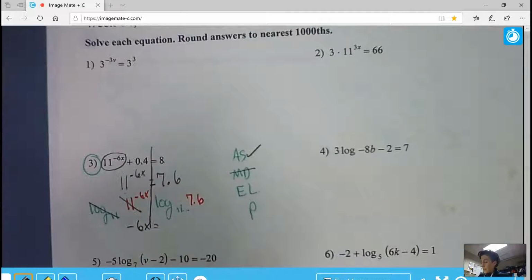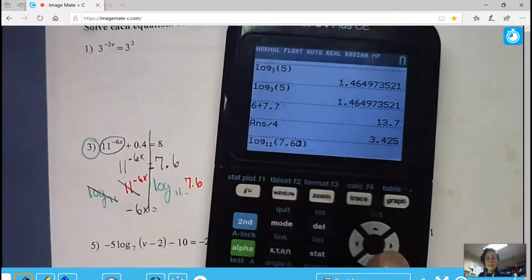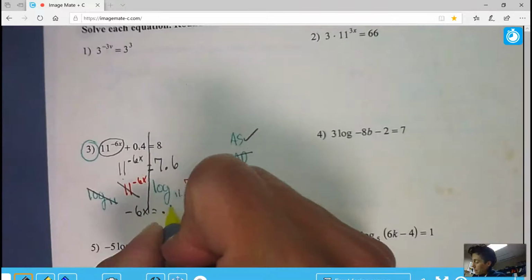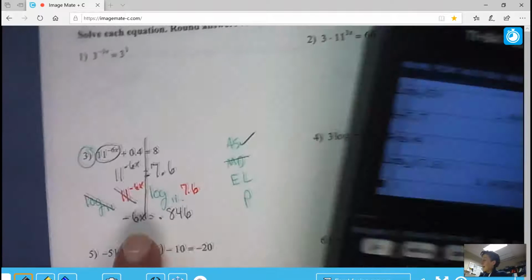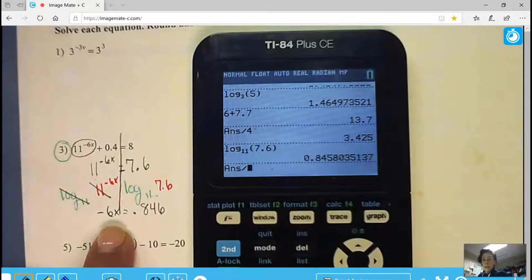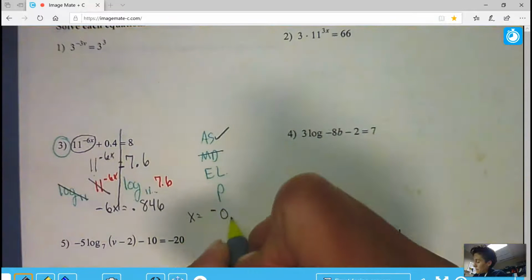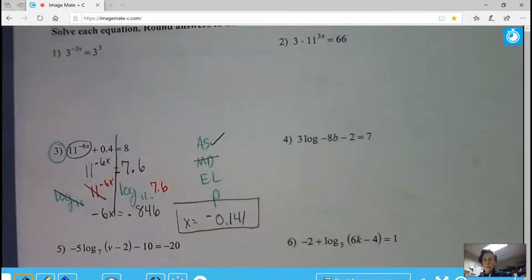I'm going to go to my calculator, press math, and scroll up. And I'm going to put in the little 11 and 7.6. I think you can see this on there. Hit enter, and I'm going to put my 3 decimals down, but I'm going to keep this whole number in my calculator. And now to get x alone, I'm just going to divide this number by negative 6. And I get, as my final answer, negative, if I round to the nearest thousands.